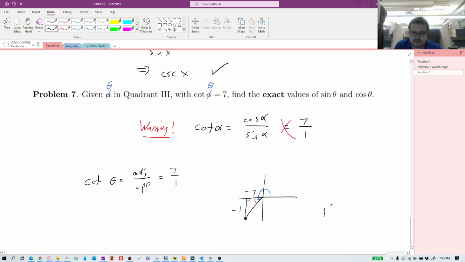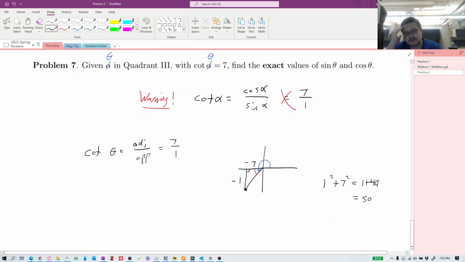So 1 squared plus 7 squared is 1 plus 49 is 50. And then we want to take the square root of 50. So square root of 50, 25 is inside of that. So this does reduce. You get 5 root 2. But you can use square root 50 if you want. But I'm going to use 5 root 2. Hopefully that's readable. Okay. Right, and so we wanted to find the exact values of sine and cosine.